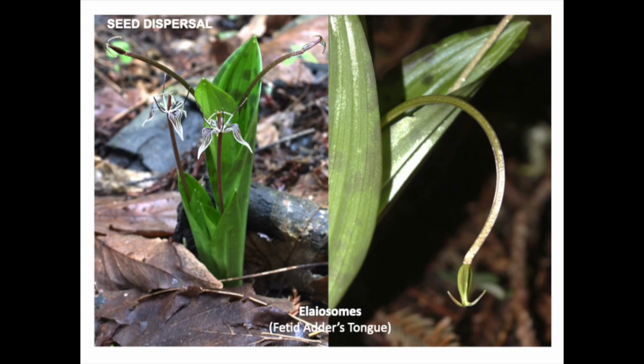Fetid adder's tongue, I was talking about how they attract fungus gnats to pollinate them, but they also employ ants to disperse their seeds. So they have elaiosomes as well. After the flower blooms, this is also called slink pod, because the fruit tips over and ends up on the ground. Easy access for the ants.